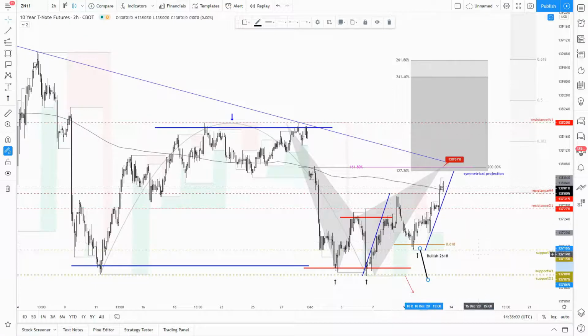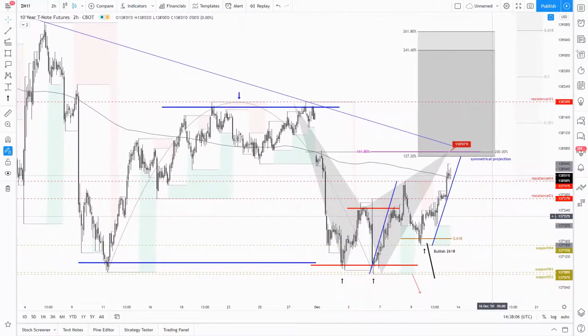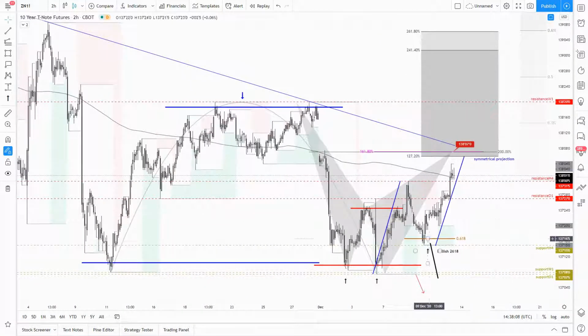So I want to call your attention to this setup. I shared that one on Twitter. If you follow my Twitter, you can check that pattern that I shared right there. So expecting this same reaction.